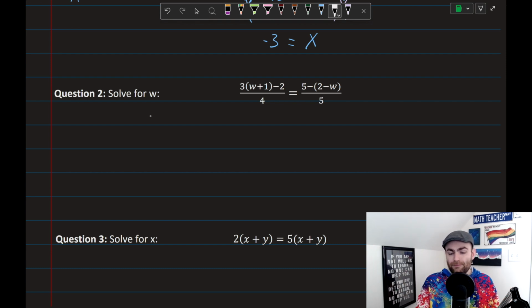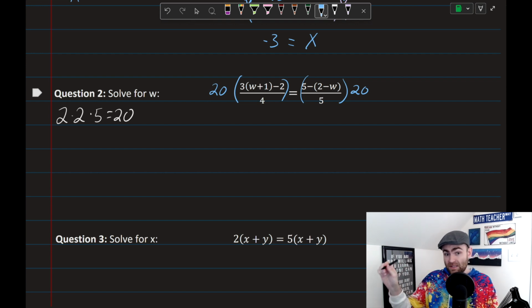So we have 4 here. Its factors are 2 and 2. 5 is prime, so its only factor is itself. So they have no common factors between them. They're all unique. So 2 times 2 times 5, well, that's 20. So we're going to multiply both sides of the equation by 20.